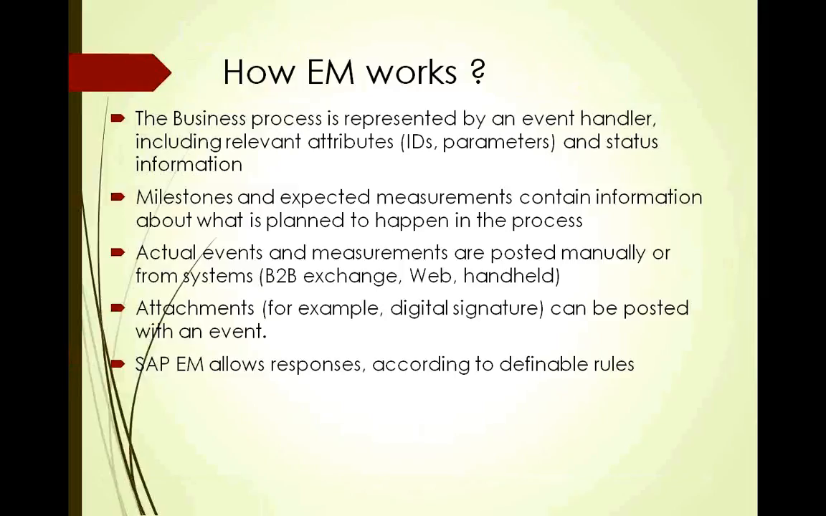Okay. And the last part is that it allows responses. Event management has various rules, which we call rule sets. Rules mean: if certain things do not occur at a certain time, how will the system behave? That is the meaning of rules. These rule sets basically define what the event management system will do in case the actual differs from the planned.